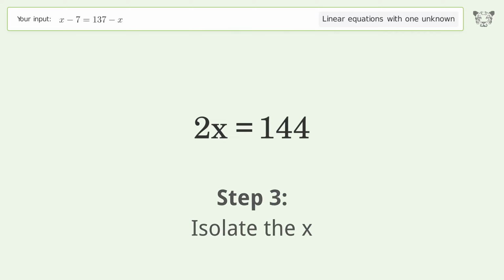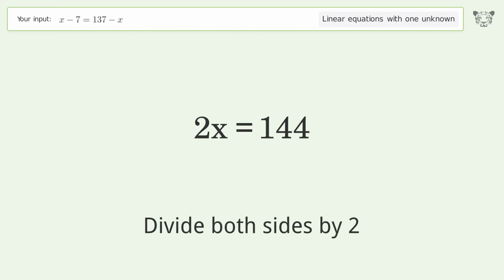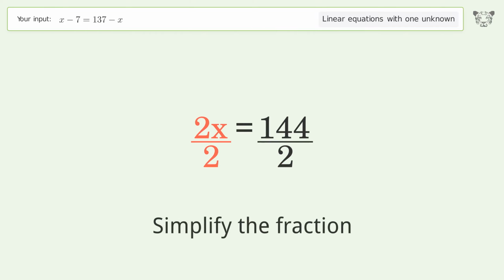Isolate the x. Divide both sides by 2. Simplify the fraction.